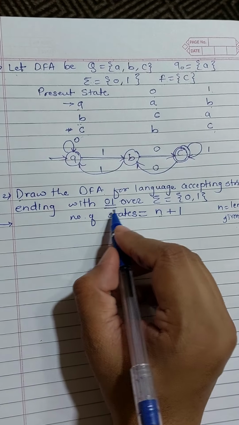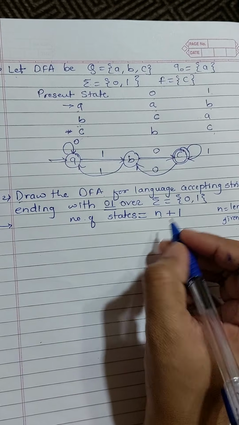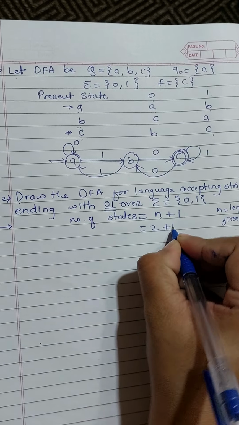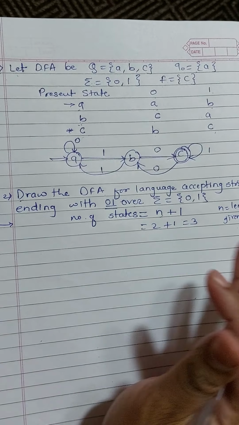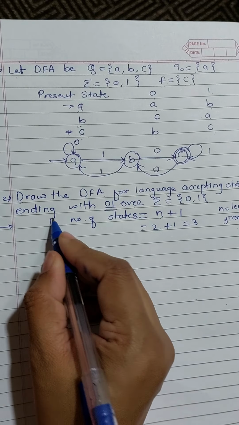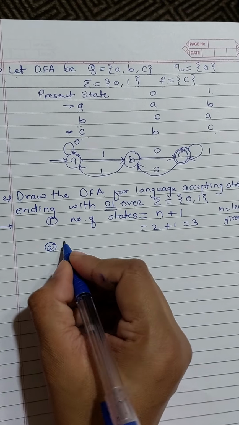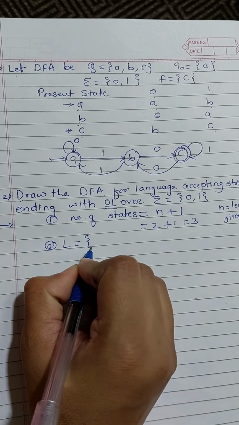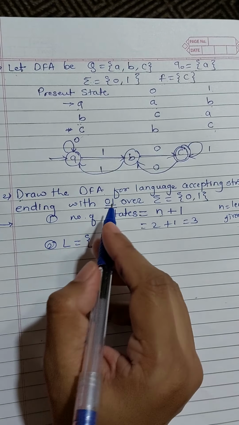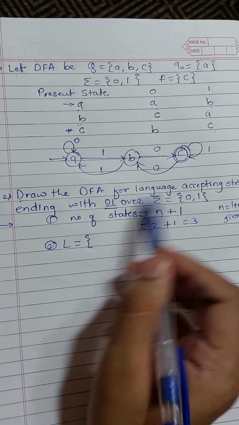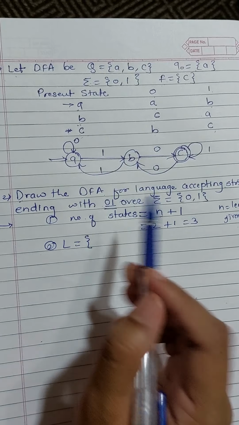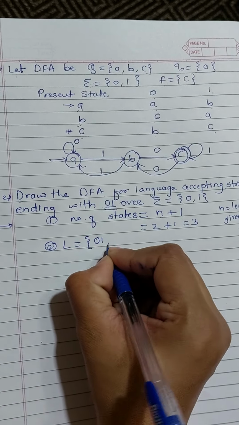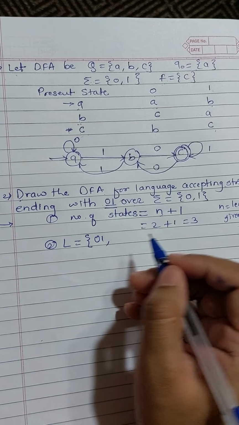So if you observe, the length of the substring given in the problem statement is 2. So 2 plus 1 gives 3. So we require 3 states. Now for the second step, we have to list out the strings which are there in the language accepting this condition, that is strings ending with 0, 1. So we can say 0, 1 is itself a string which is ending with 0, 1.